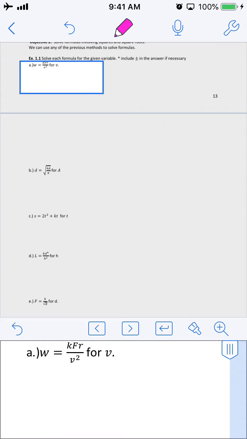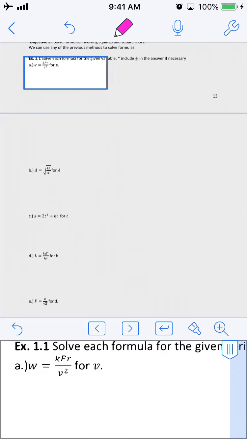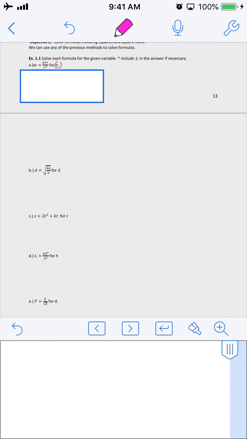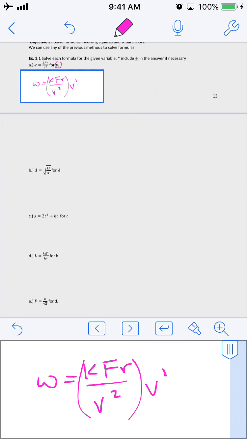Alright, so solve this formula, W equals KFR over V squared for V. Now recall, with any formulas, I'm basically going to put in my head a little color over the V. I'm going to kind of zone in on the V, and I'm going to treat everything else like it's just a number. Like it doesn't matter. So we're going to start by, as with any other rational, getting our variable out of the denominator. I'm going to multiply V squared to both sides.